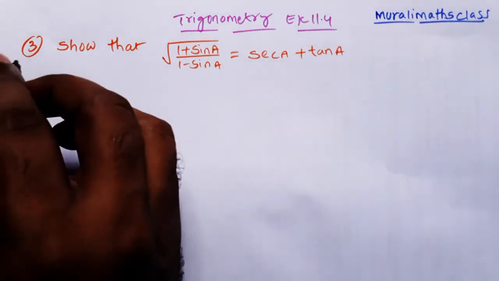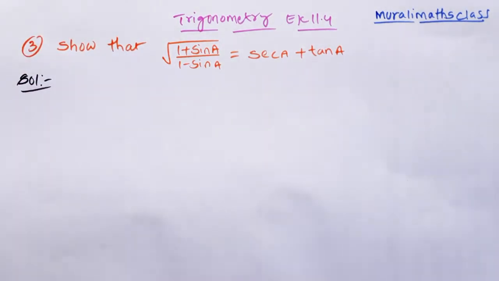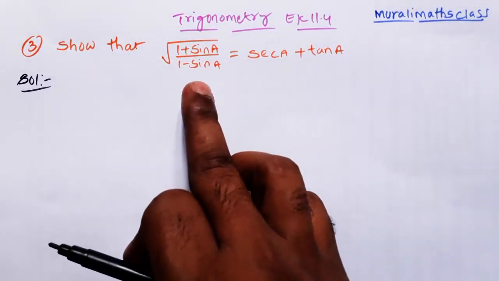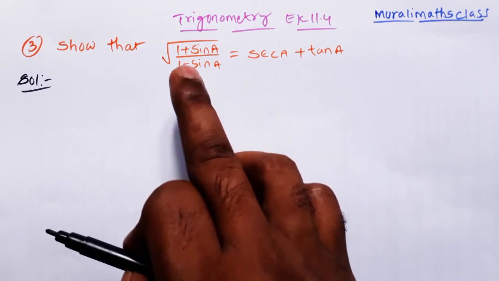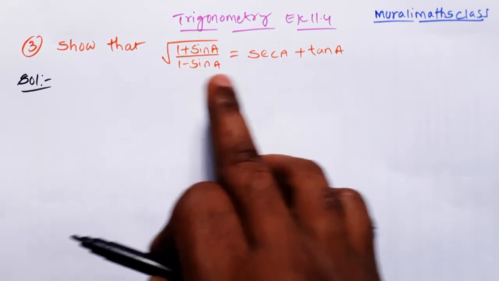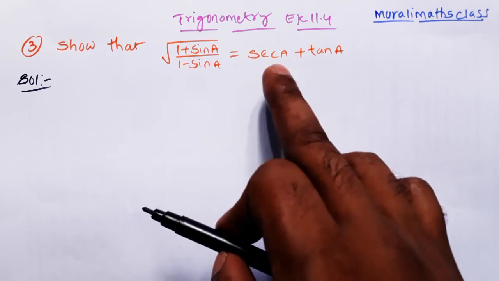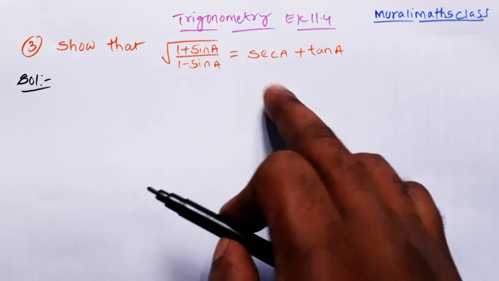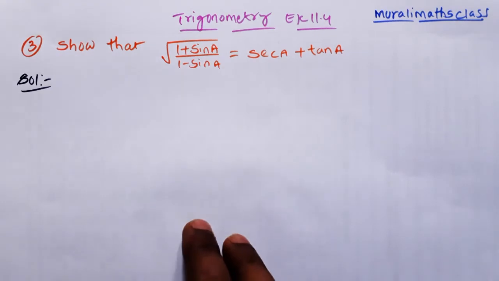Now we will see how to solve this. Show means take any one side. Take LHS, and if we simplify LHS we need to get RHS. And if I take RHS and simplify it, we need to get LHS. Like that we have to do generally. So we will take LHS now.